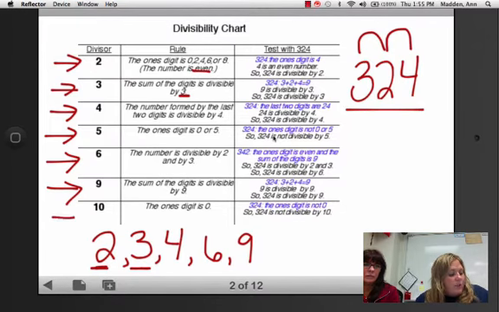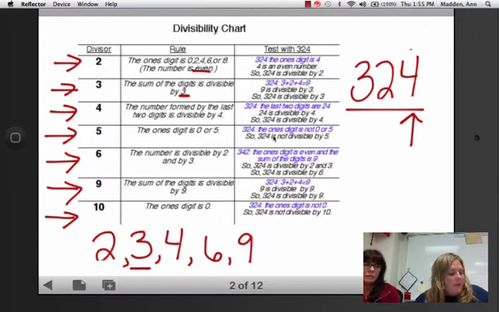And my last rule here is 10. It says the ones digit is a 0. So I'm going to take a look at my ones digit again. My ones digit is a 4. It is not a 0. Therefore, 10 would not be a factor.